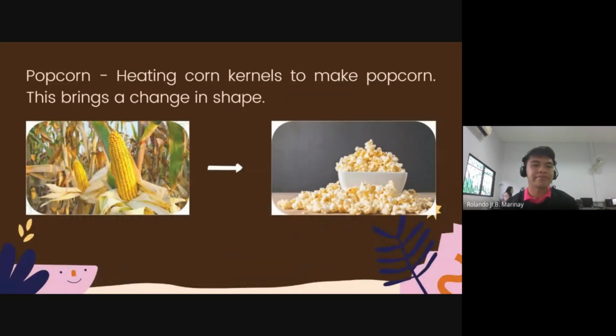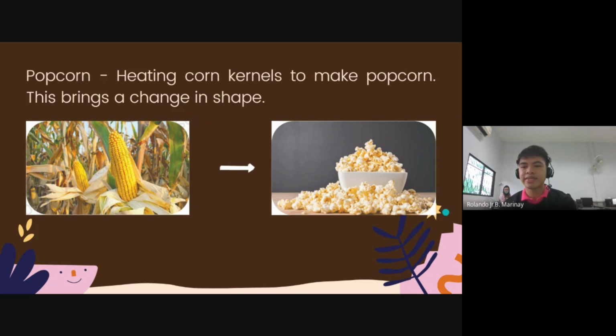Next one, okay. This one is a corn. So what do we do to make it a popcorn? Is it by heating or by cooling down? What do we do to make it like a popcorn? Do we have to heat it or cool it? Heating or cooling?